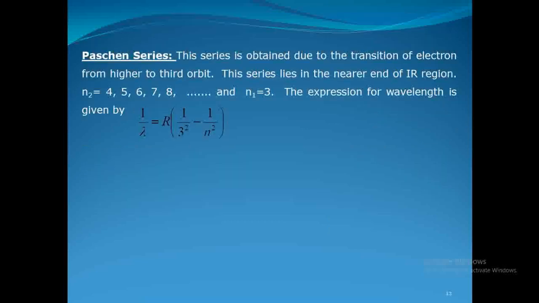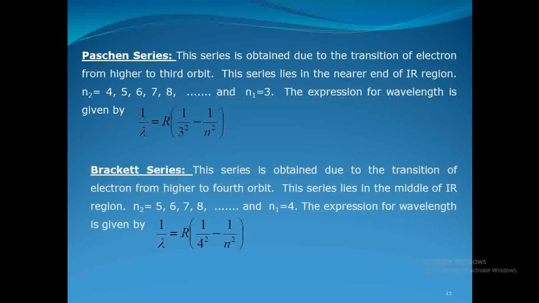Next is the Paschen series, that is, this series is obtained due to the transition of the electron from a higher energy orbit to the third orbit. So n1 is fixed as 3 for the Paschen series, and the remaining n2 values will start from 4, 5, 6, 7 and so on, and this lies in the starting region of IR, that is the nearer end of IR. So that is the wavelength range of the Paschen series, and the expression for the wavelength is given as the equation.